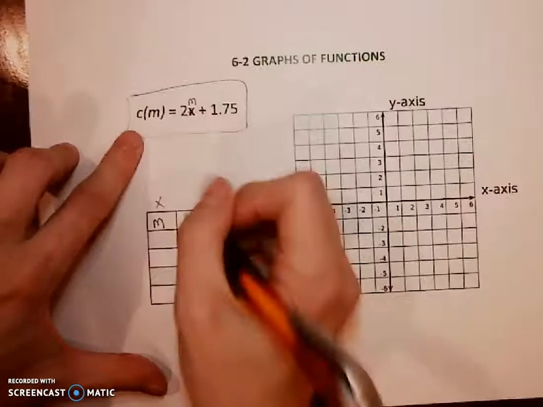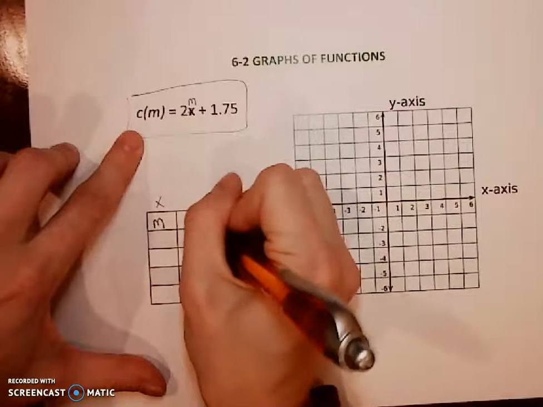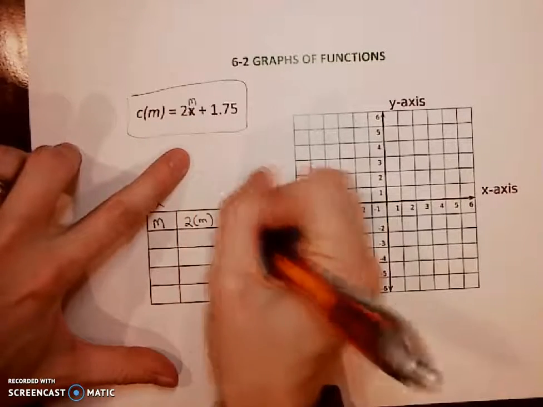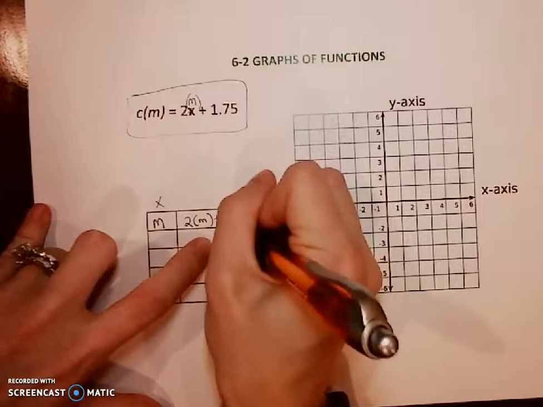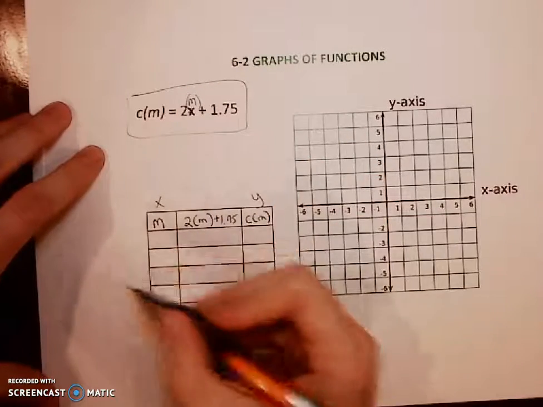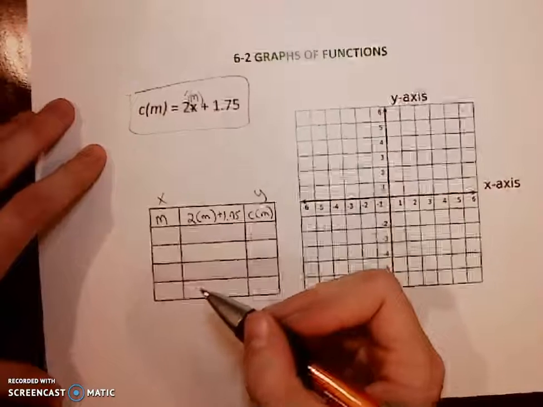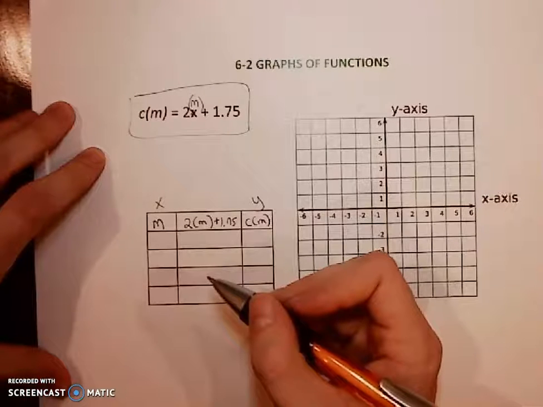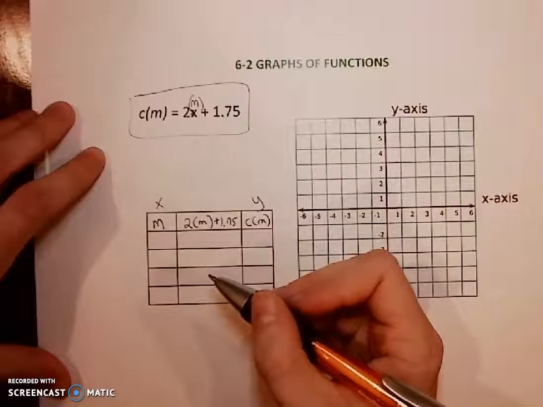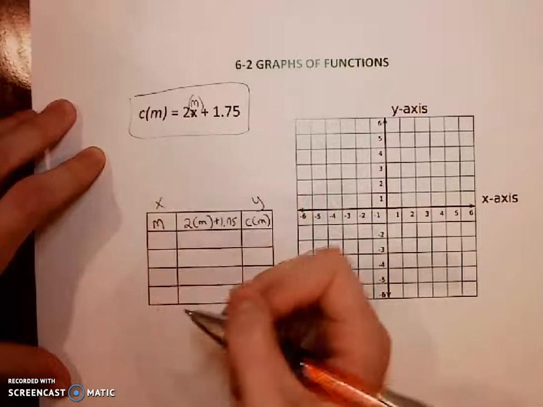Okay, so in the middle here, I'm going to write my function. So it's just 2 times m, and I put parentheses around m to tell me that I'm multiplying, plus $1.75. So now I'm just going to create a function table. So you're going to notice in your workbook pages that I'm going to assign to you, it's going to say create function tables, okay, and then graph, I believe. So we're just going to create our own function table here.